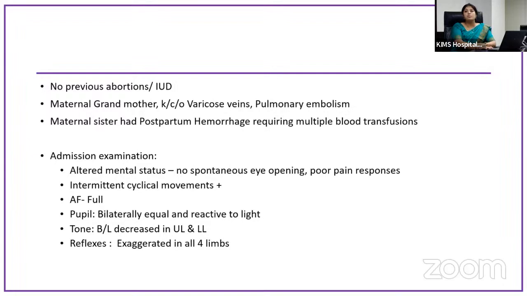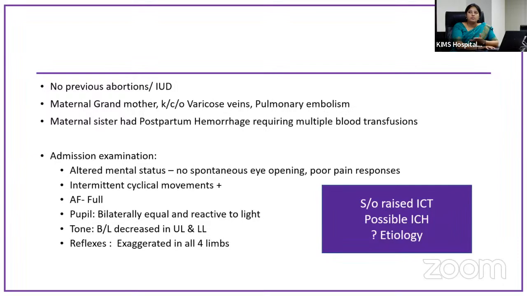So at the time of admission, the baby had altered mental status with no spontaneous eye opening and poor pain responses. The baby had intermittent cyclical movements of both the upper and lower limbs. The AF was full. The pupils were bilaterally equal and reactive to light. The tone was decreased in both the upper limbs and lower limbs with exaggerated reflexes. Now, a full AF, which is not pulsatile, with low tone and hyperreflexia, may indicate signs of raised ICP.